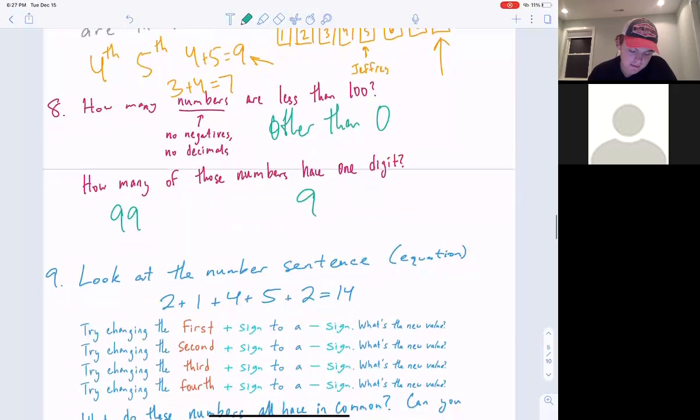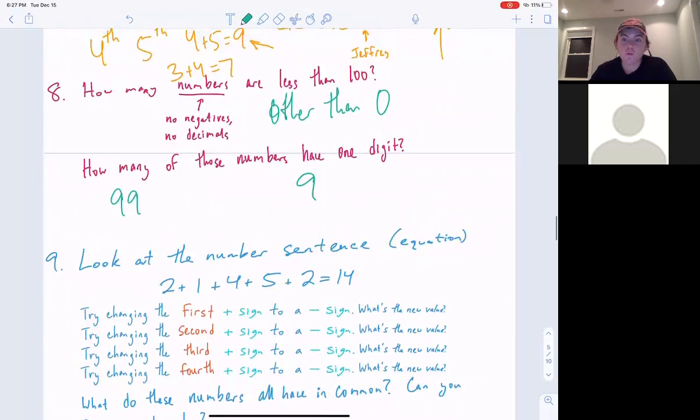Now, a sort of extension problem is if you write out the numbers from 1 to 99, and then you take out those one-digit numbers, how many digits do the rest of the numbers have? So if you think about that, that'll be helpful for your Math Kangaroo test.